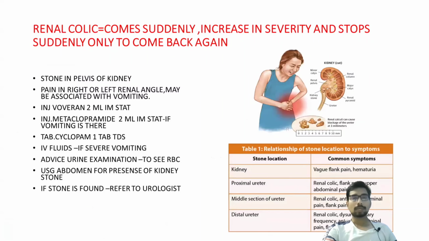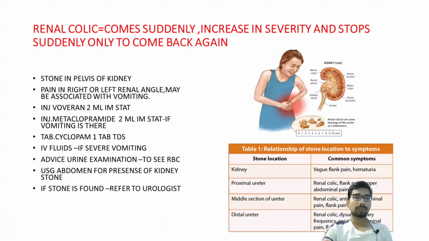Next comes renal colic. Colicky pain comes suddenly, increases in severity, and stops suddenly only to come back again. So renal colic is due to a stone in the pelvis or kidney. Pain in the right or left renal angle may be associated with vomiting.